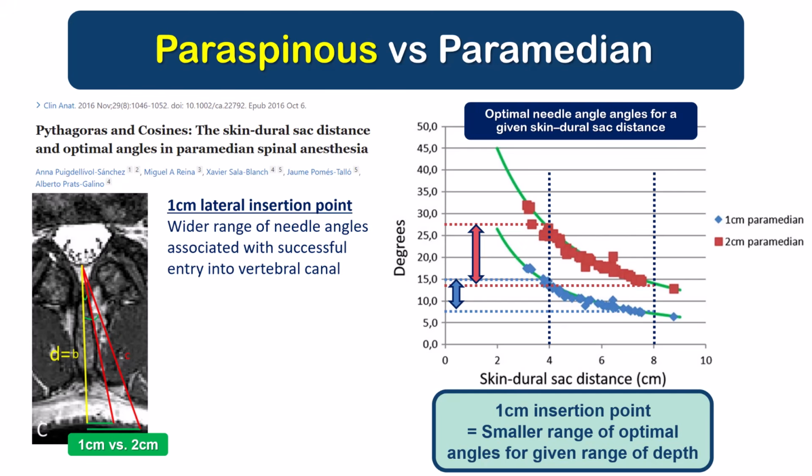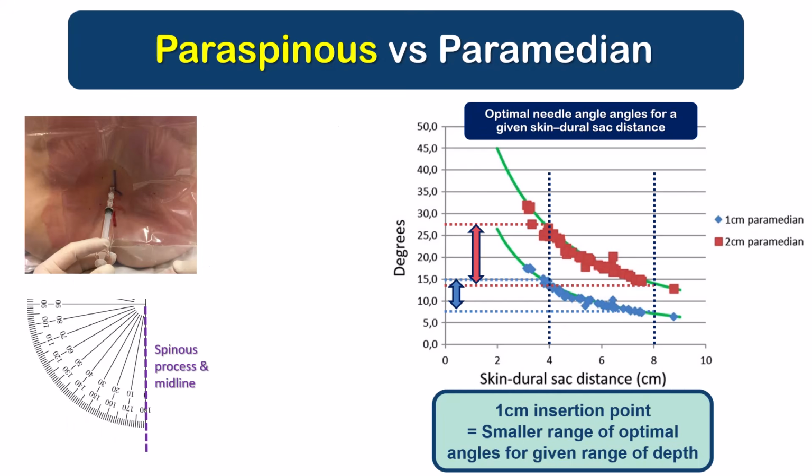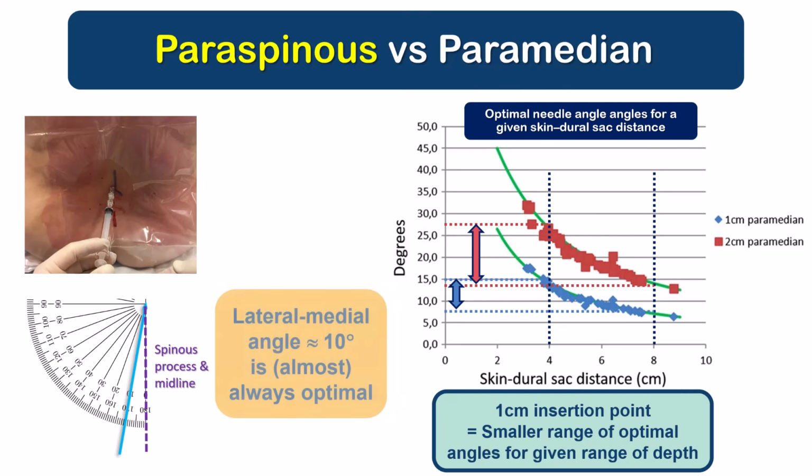And what this means, in other words, is that you can be confident that using a consistent single angle of about 10 degrees is going to be highly successful, regardless of the depth at which the space lies. Although, based on the graph, I would still say that for very large patients with very deep spaces, you should consider using an even smaller lateral to medial needle angle.